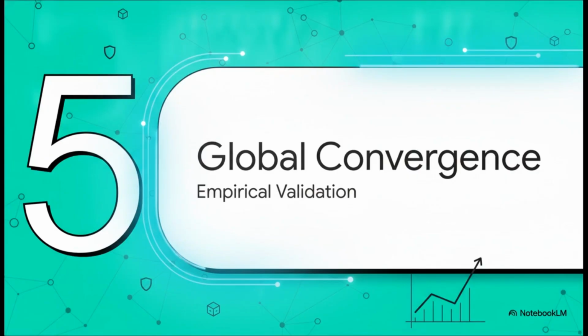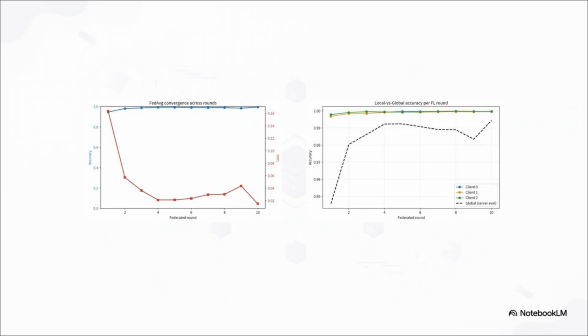They basically act as shock absorbers, stabilizing those wild, varying client distributions during training. All right, Section 5, global convergence results. With the system built and the parameters set, the proof is really in the data.